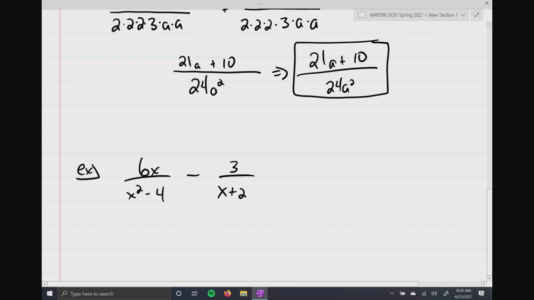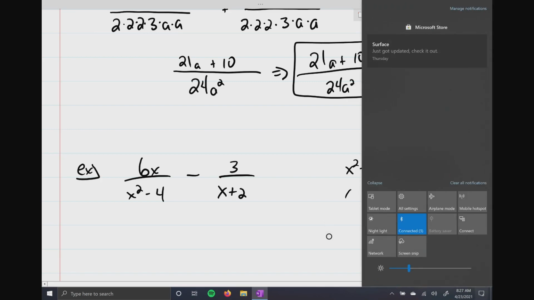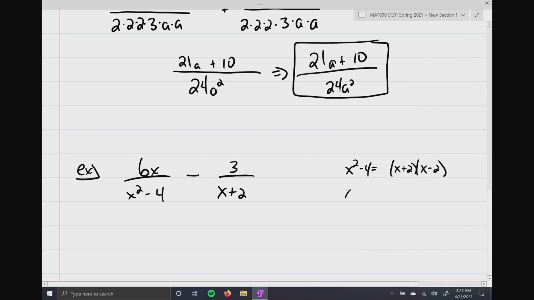Now, here's where things deviate a little bit. The denominators here are 2 binomials. They're not just numbers. But my process remains the same. I'm going to completely factor the first fraction. I'm going to completely factor the second fraction. Well, there's really nothing I can do there. Okay? Maybe I'll just write it like this.